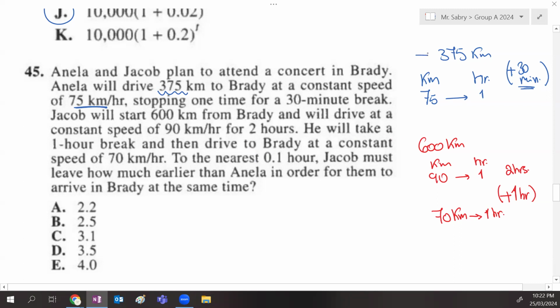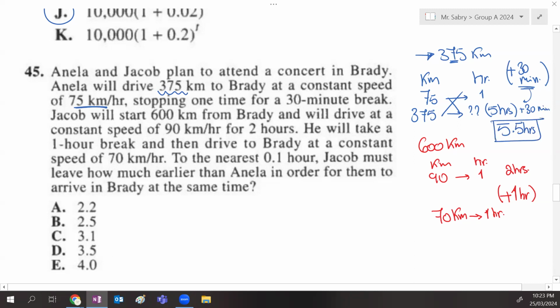If she's planning to drive a total of 375 kilometers, I'll put 375 kilometers under that speed to find how many hours it takes. When I cross multiply, this gets me 375 divided by 75, which means it would take her 5 hours to get there. And then we said we're going to add another 30 minutes because she'll stop for 30 minutes. So in total, she'll take 5.5 hours.